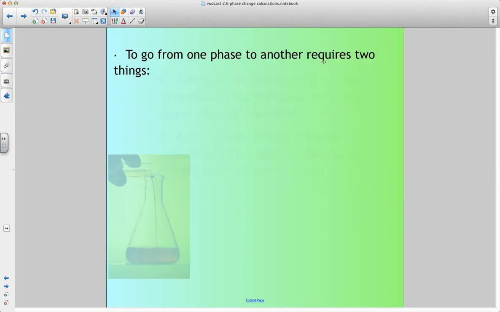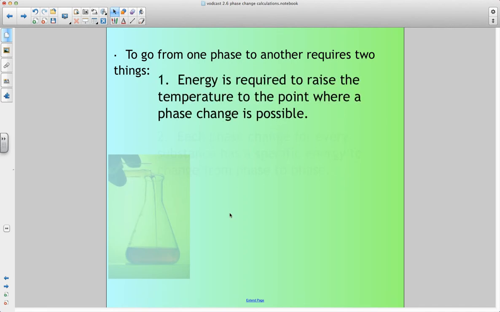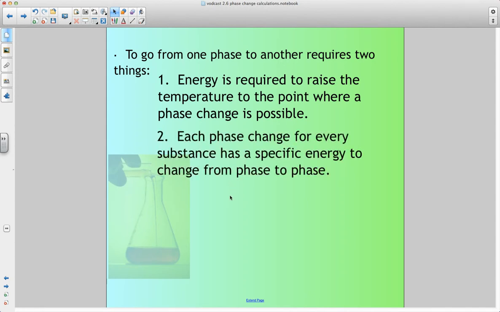And to go from one phase to another requires two things. One is definitely energy. Energy is required to raise the temperature to the point where a phase change is possible. Now, sometimes these boundaries need a little bit extra to get them moving. So that's whenever we may need to increase the energy. And each phase change for every substance has a specific energy to change from phase to phase.